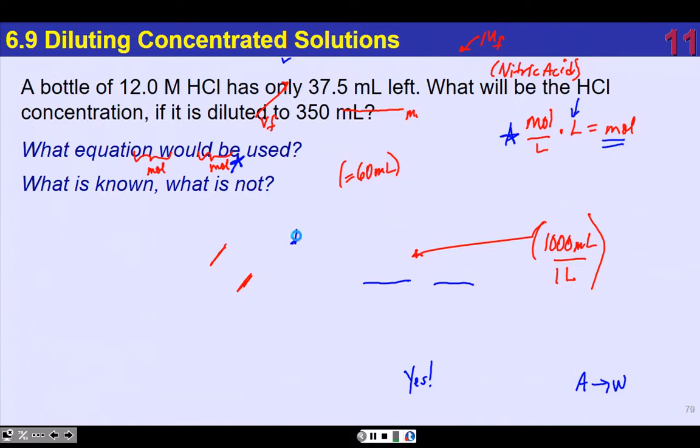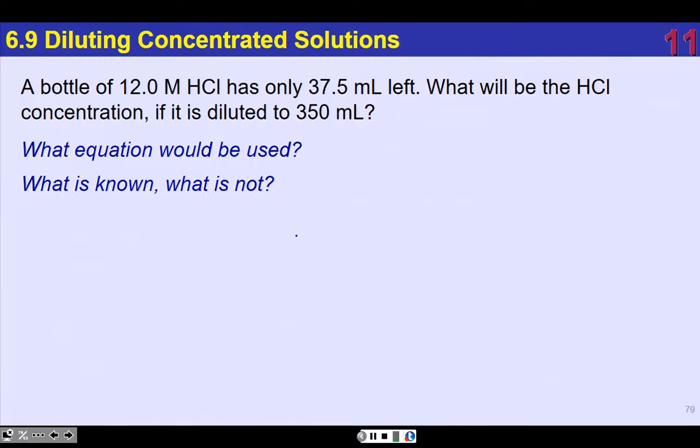All right, how about one more example? This is kind of a different one. Let's say you have a bottle of concentrated hydrochloric acid, and we haven't talked about the names, but maybe you've heard of it. Hydrochloric acid is another one of those strong acids that comes in very concentrated stock solutions, and you tend to dilute it to use it for other things. It's only got a little bit left. You measured out and you found out how much it was, 37.5 milliliters. And so what would be the concentration of this acid if it's diluted to 350 milliliters?